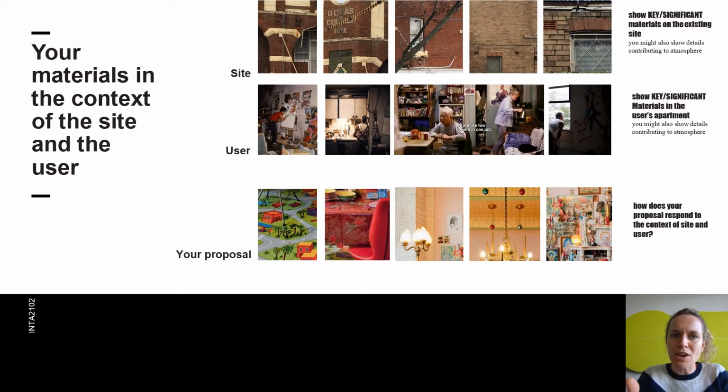And then what we want you to do is say, well, this is how my proposal responds to those 2 facets of the project. And again, that could be about materials that are on the ceiling, on the floor, on the walls, on major elements, or on the edge of a kitchen bench or the threshold of a doorway. We can think macro as well as micro.